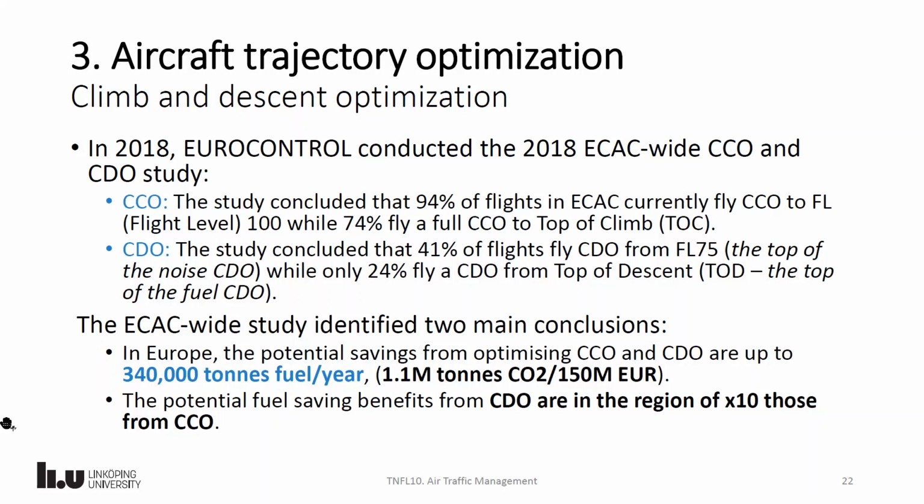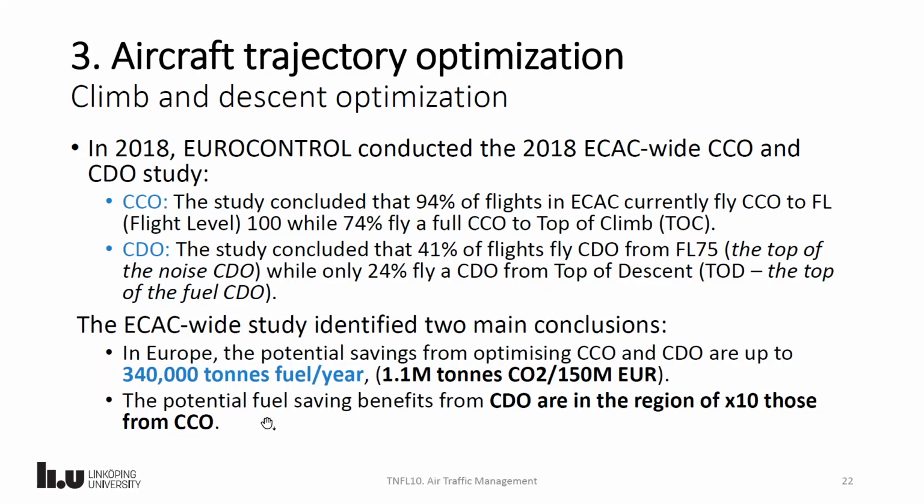There were two main conclusions from the study. First, that the potential savings from optimizing continuous climb operations and continuous descent operations are up to 340,000 tons of fuel per year. This is equal to 150 million euros, or the equivalent of 1.1 million tons of CO2 released to the atmosphere.